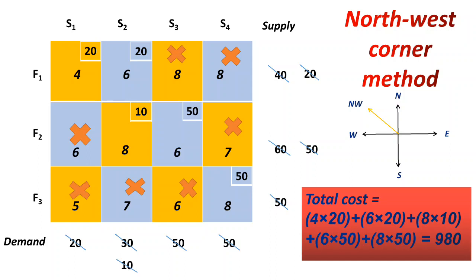Even if you change the position of factory 2 and factory 3, that is interchanging their positions, you will get another value, maybe higher or lower. I think in this case you will get a lower value, but this is the method of solving the transportation problem by using the northwest corner method.